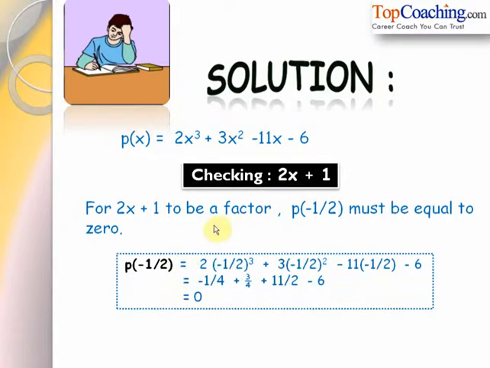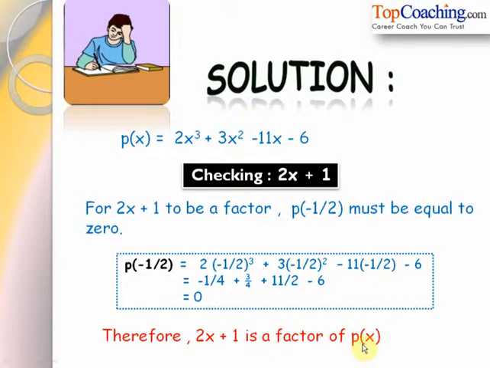Now let's calculate the value of p of minus 1 by 2. This is equal to 2 into minus 1 by 2 whole cube plus 3 into minus 1 by 2 whole square minus 11 into minus 1 by 2 minus 6. This gives minus 1 by 4, this gives 3 by 4, this becomes 11 by 2, and this remains minus 6. When we add them up, we get p of minus 1 by 2 equal to 0. Thus the remainder obtained is equal to 0, and so we can say that 2x plus 1 is a factor of p of x, because here we get the remainder equal to 0. Thus 2x plus 1 completely divides p of x.